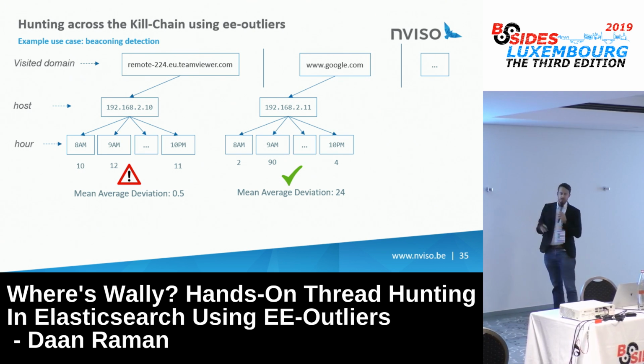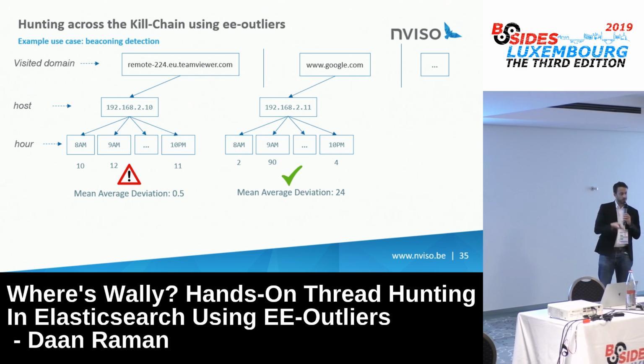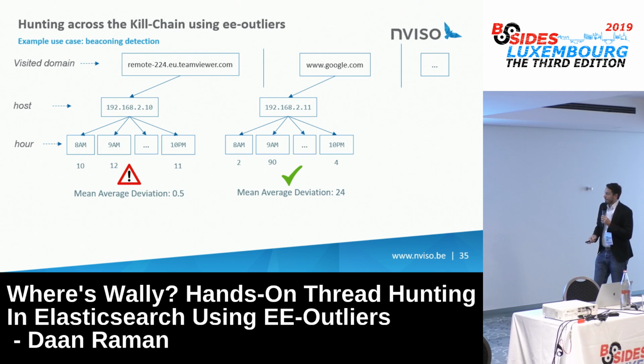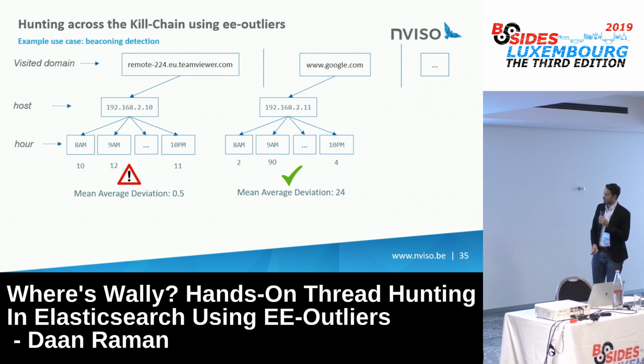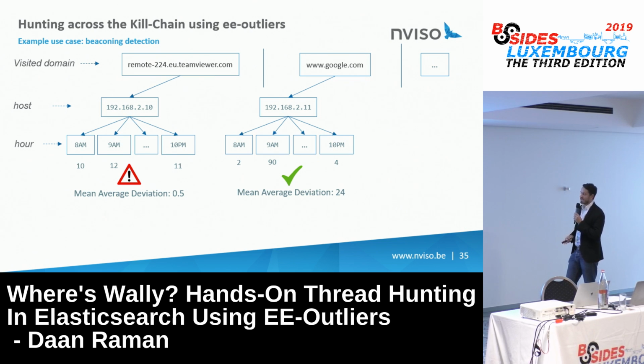And then the next bucket is no longer a technical indicator like a command line length, but just a bucket of the hour when an event happened. In this case, you can see that the TeamViewer subdomain is visited quite, I would say, monotonously. If you look at the hour buckets, 10 times at 8 a.m., 12 times around 9 a.m., and so on. So the mean average deviation, which indicates how different those numbers are, is very low. So it looks like an automated thing, something that every 6 minutes or so is sending something back.